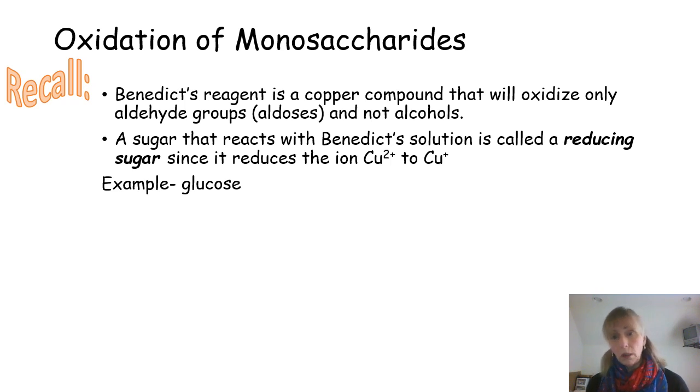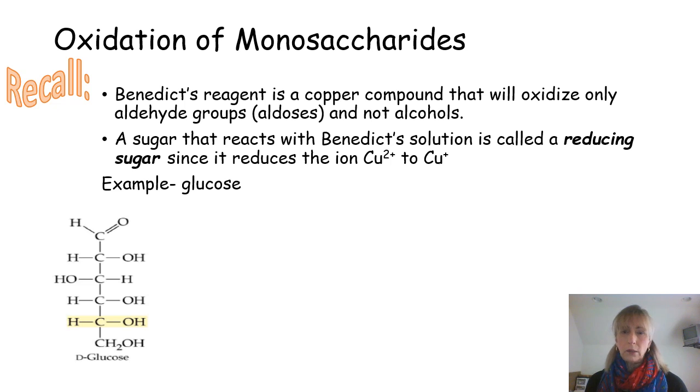The example that we talked about back in our earlier chapter was glucose. And now we know all too well what glucose looks like, right? It's an aldohexose. So here it is. It has an aldehyde group in it. When we treat D-glucose with Benedict's reagent, which is an oxidizing agent, it's going to oxidize the aldehyde group. It's specific for aldehyde groups. It's not going to hit any of these alcohols.